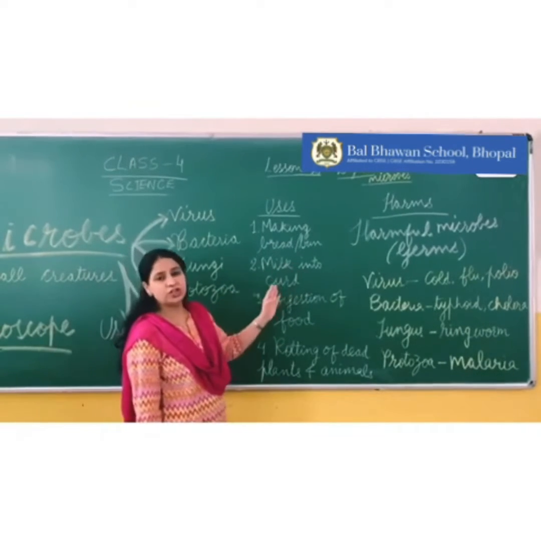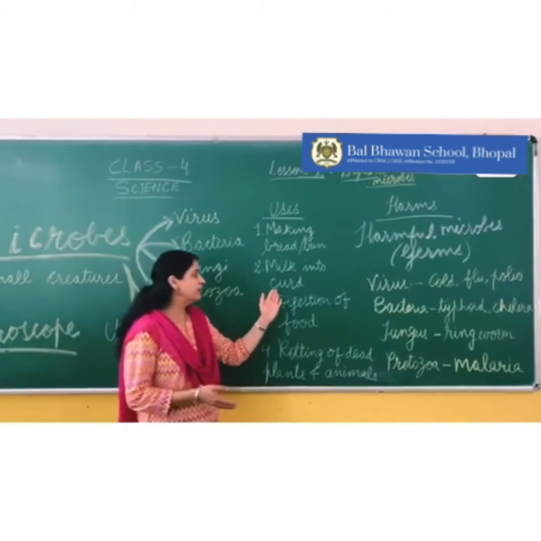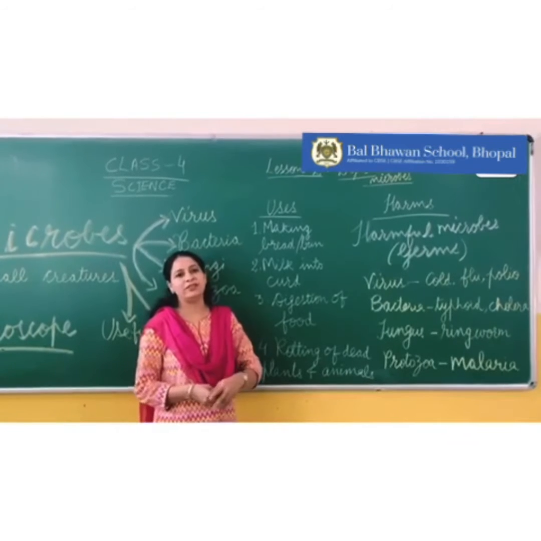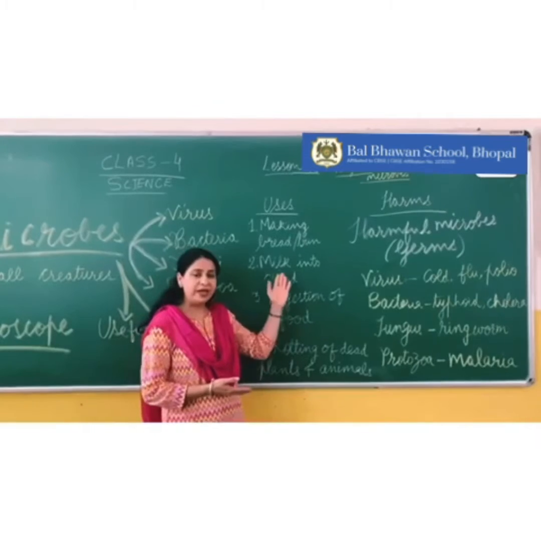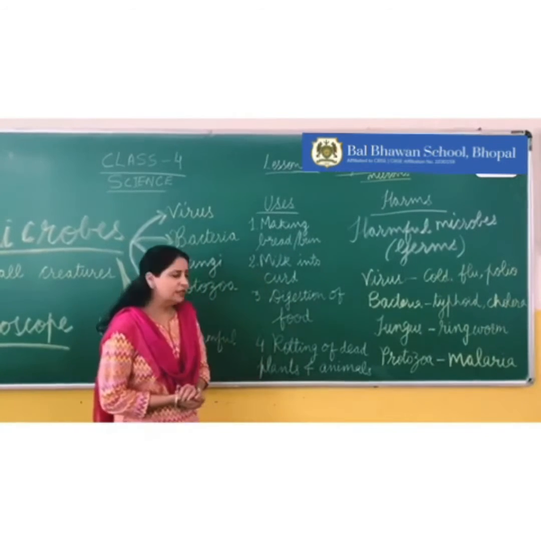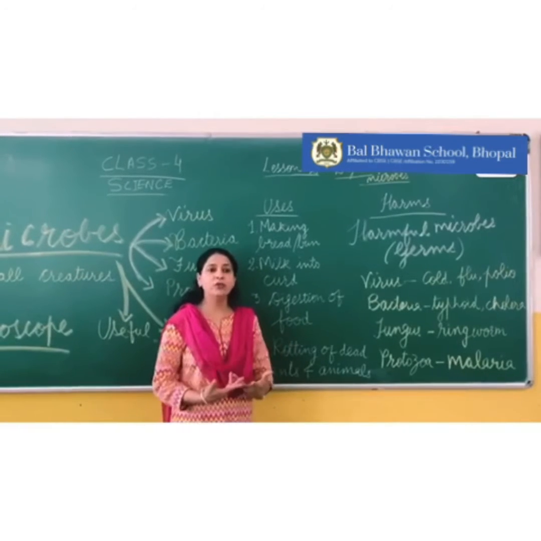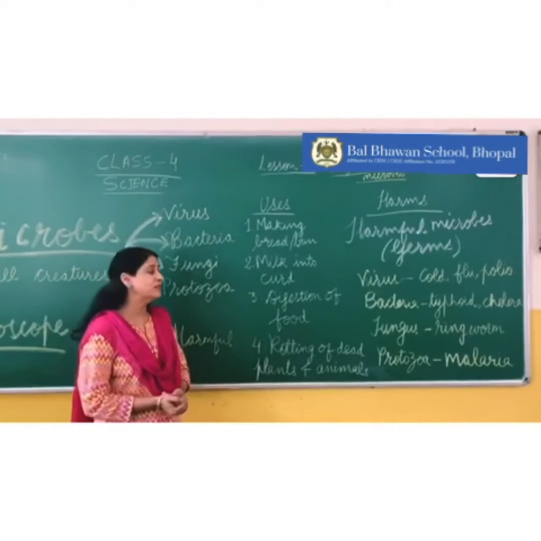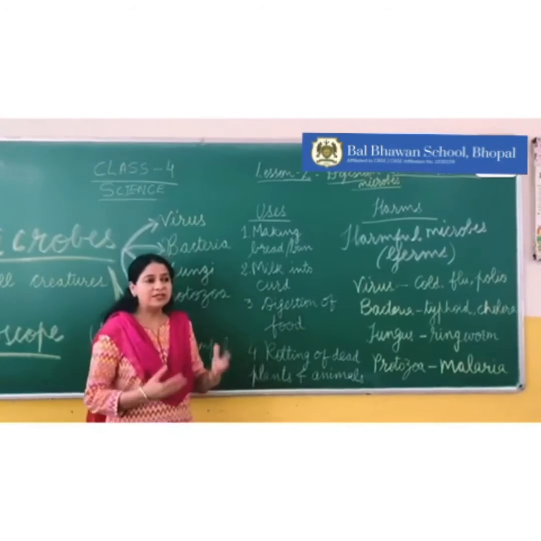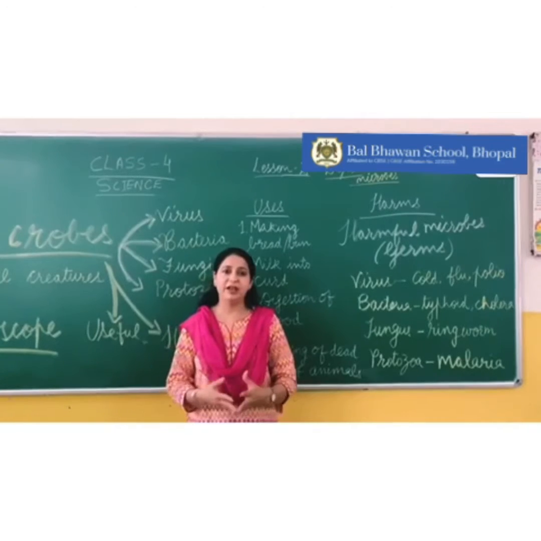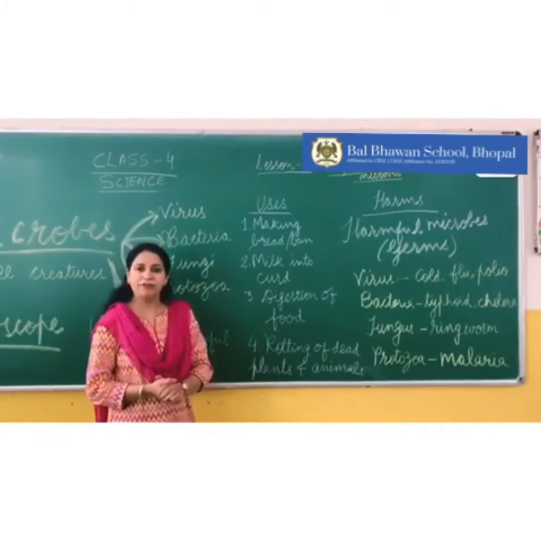Now come to the milk. Milk can be changed into curd. Now how does the curd form? It forms with the growth of microorganisms only, with the action of microbes only. One bacteria helps the milk to get converted into curd. Now digestion of food. Digestion means how the food is being broken down into simpler substances. In digestion also some microbes help us. For example, certain bacteria are there in our gut, in our intestine, which help the digestion of food.